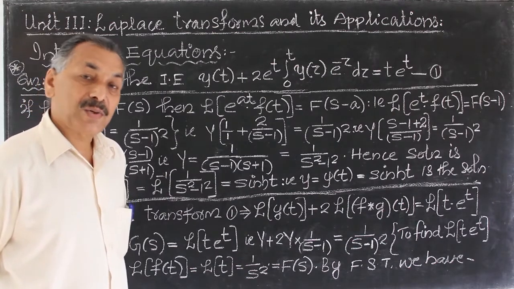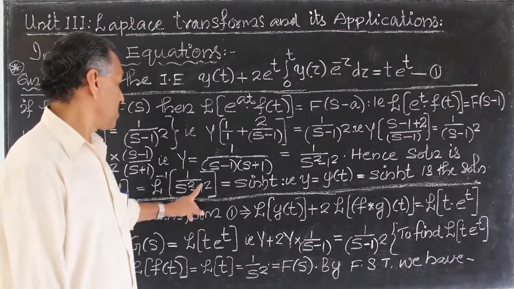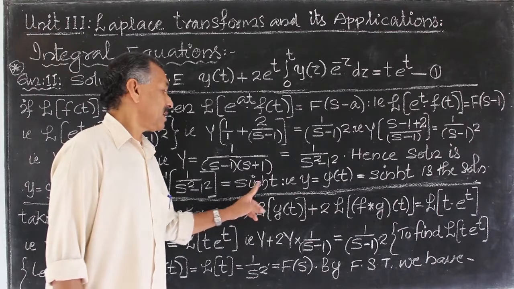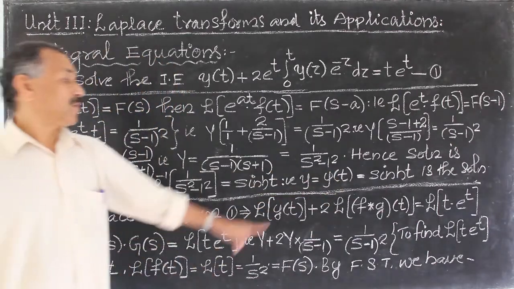A divided by s square minus a square, that is sin ht. Here a is equal to 1. That is sin ht. So the solution of the given integral equation is y is equal to sin ht.